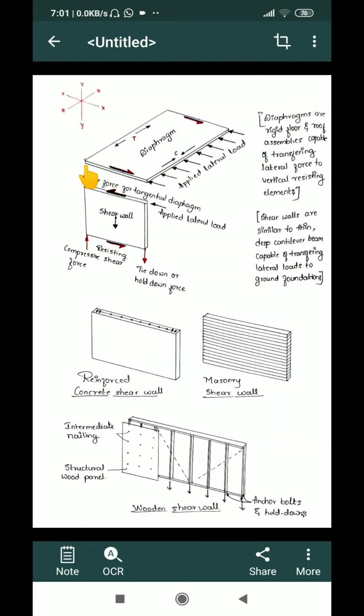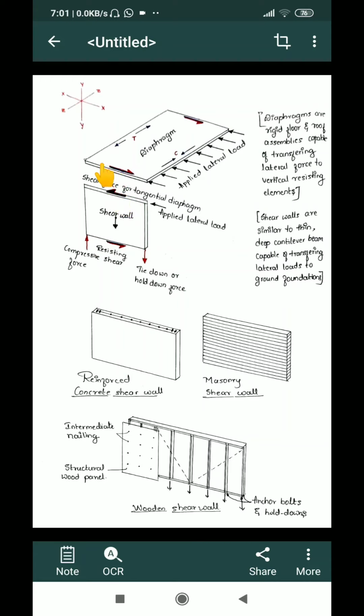Now this diaphragm is rigidly connected with the vertical structural member, which is nothing but a shear wall. Because of this, the applied load is in this direction, and the tangential shear force from the diaphragm will be induced in the shear wall. To counteract this, which is interconnected with the diaphragm, by Newton's third law there will be a resisting force, equal in magnitude and opposite in direction to this applied load, as a shear force.